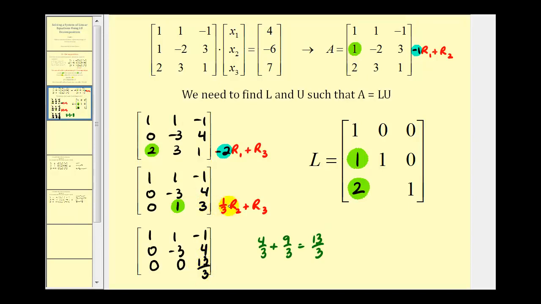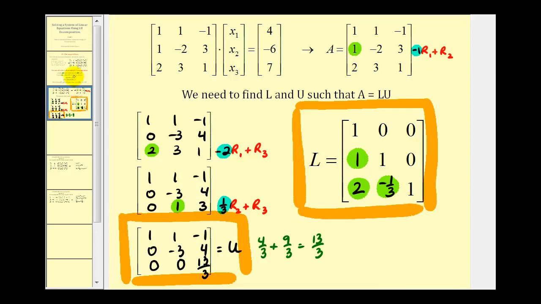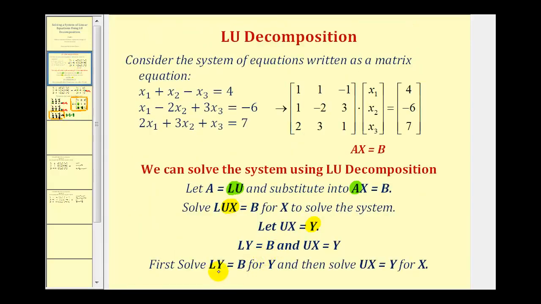Our multiplier to obtain a 0 in row 3, column 2, which corresponds to this position here in L, is going to be the opposite of +1/3, which means this element here will be -1/3. So now we have the LU decomposition of matrix A. Here's our upper triangular matrix, and here's our lower triangular matrix. So now if we go back to our notes just for a moment, we're going to solve the equation L times y equals b for y, and then u times x equals y for x.